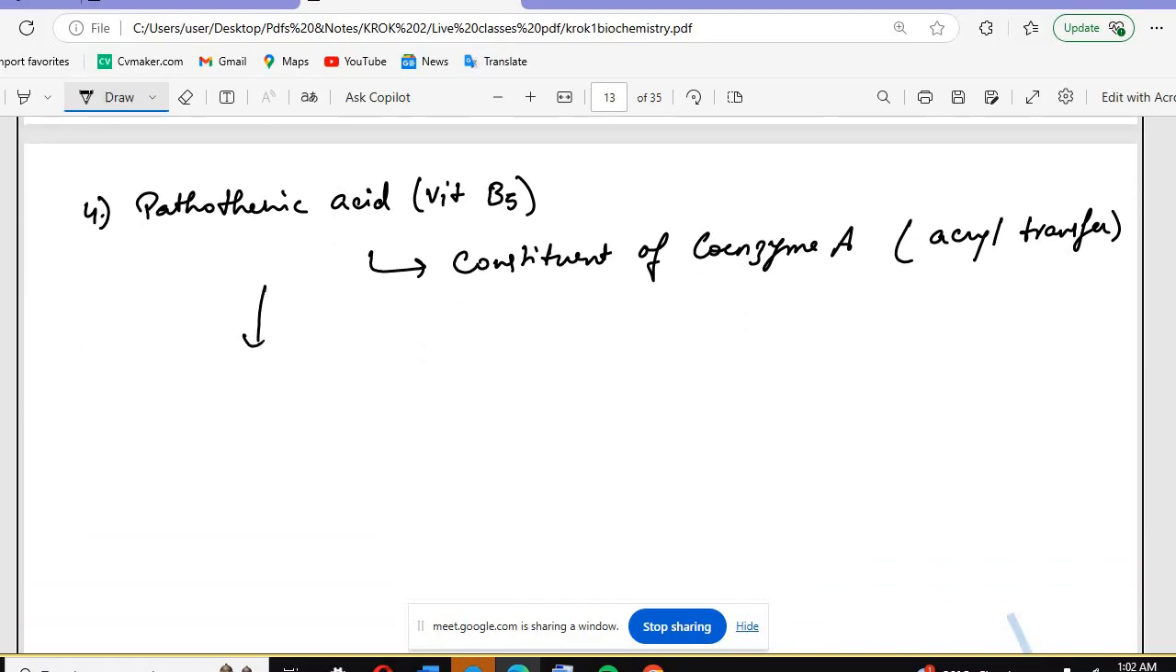The deficiency of pantothenic acid will result in burning foot syndrome. It will create a burning foot sensation.